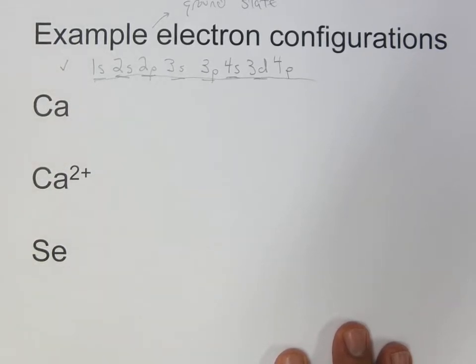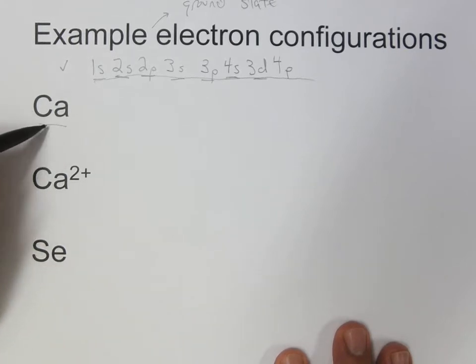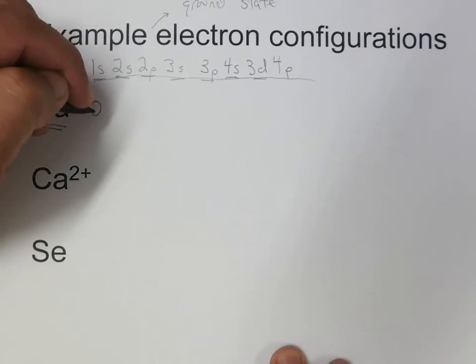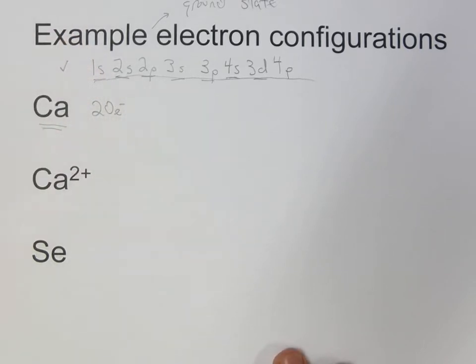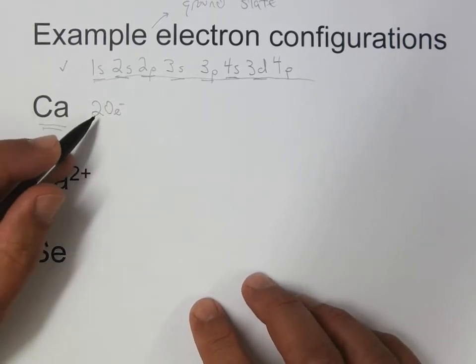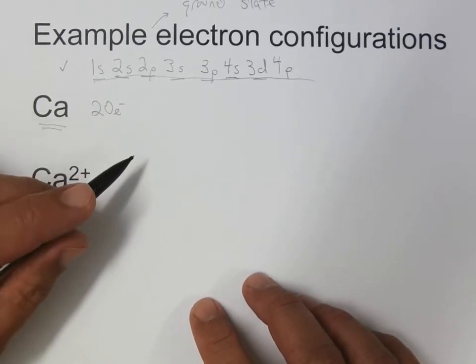The next thing that's really important is the number of electrons that you need to accommodate. If you look at the periodic table, you have calcium. Calcium has 20 electrons. You can find it in the S block. Calcium is element 20. If it's a neutral atom with no charge, it's going to have 20 electrons. So if you have 20 electrons, you can go ahead and start filling.